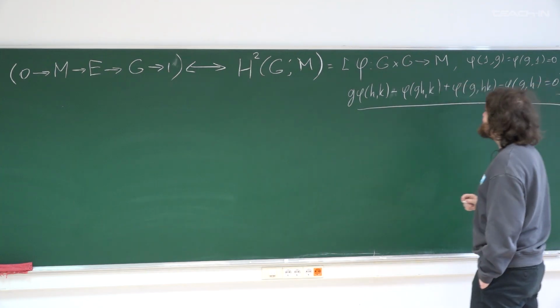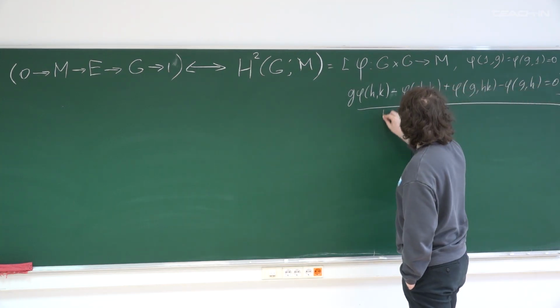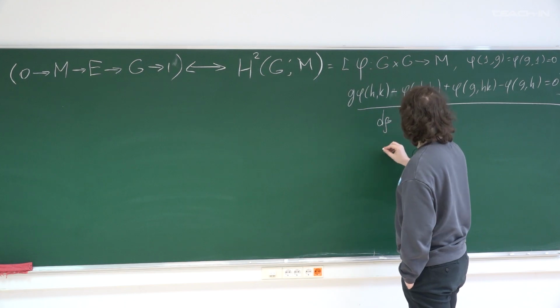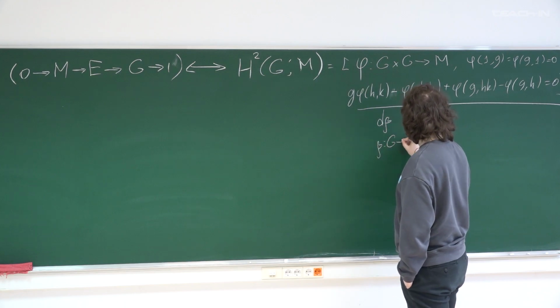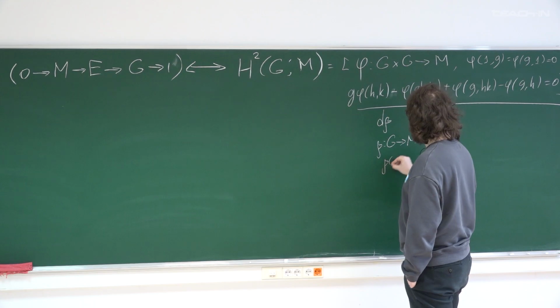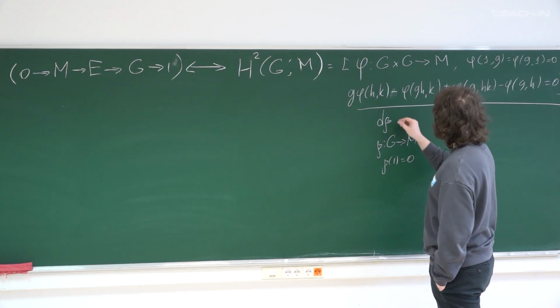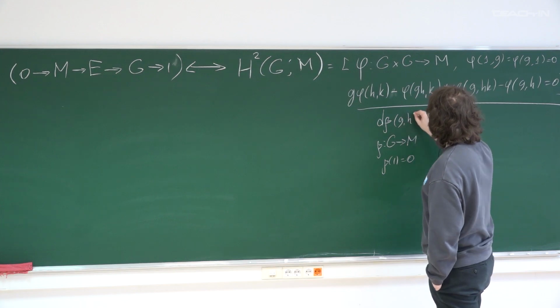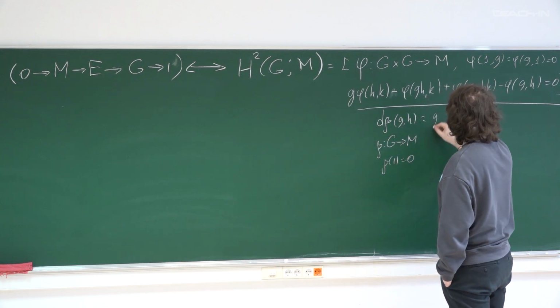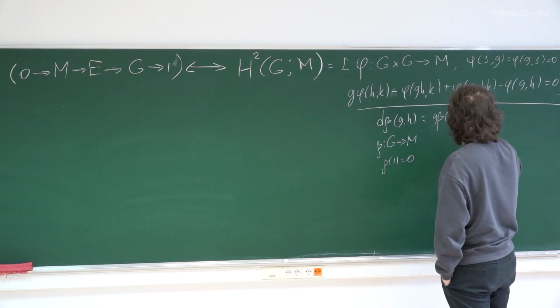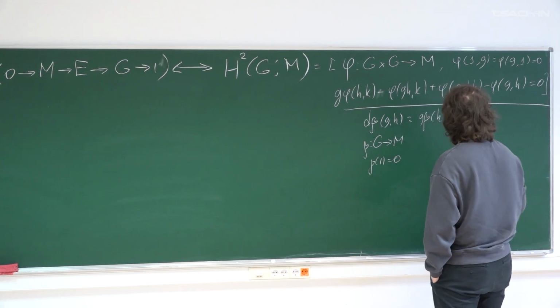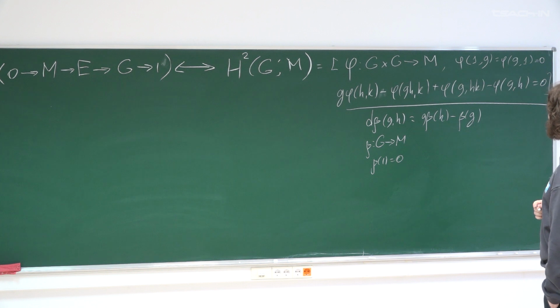Modulo the differential of beta. Beta is any function from G to M such that its value at the unit is 0, also reduced. And dβ is just a function in two variables with the following definition. It's also a cocycle, but it's a coboundary.